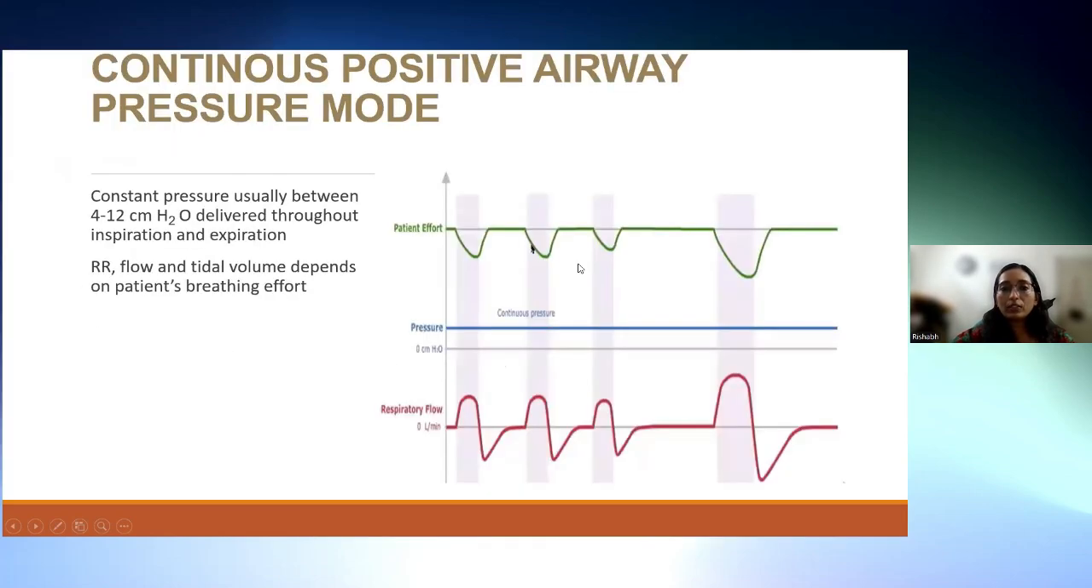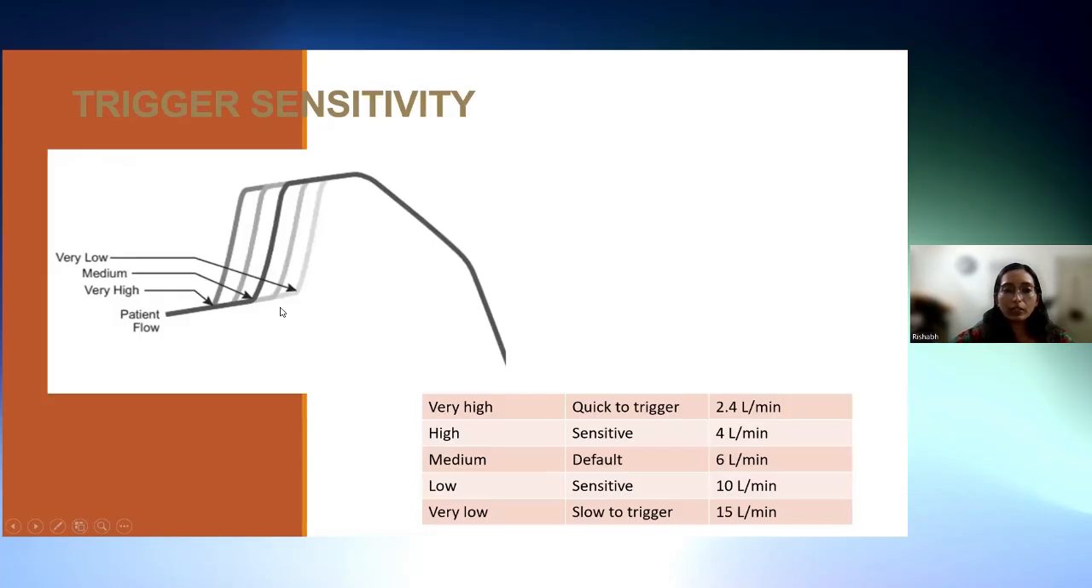Now, if you see here, this is the trigger sensitivity. So what is trigger sensitivity? Usually what we keep is a medium trigger sensitivity. When trigger sensitivity is low, the flow actually required is very high. So if the patient is very apneic and in respiratory distress, we require a high flow, which means the trigger sensitivity is kept very low. And if the sensitivity is high, it is quick to trigger, so a low flow is enough in that case.